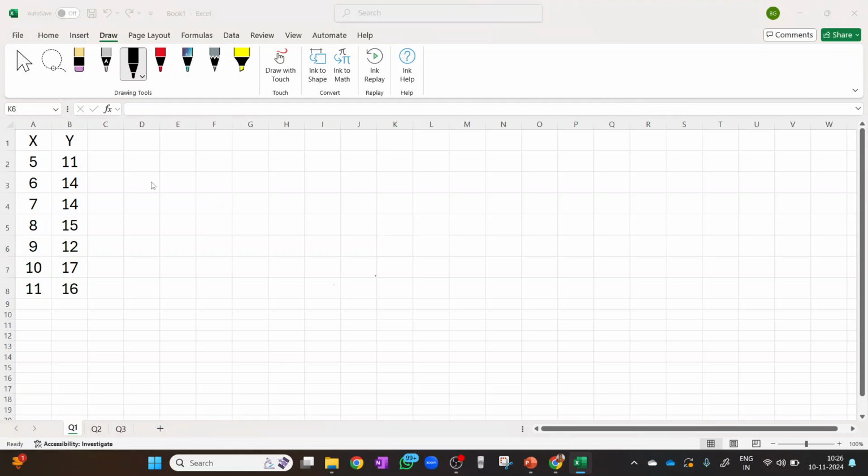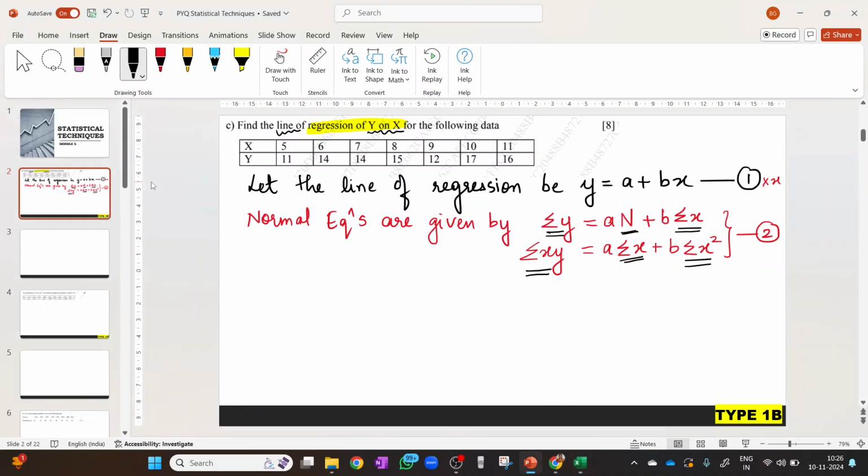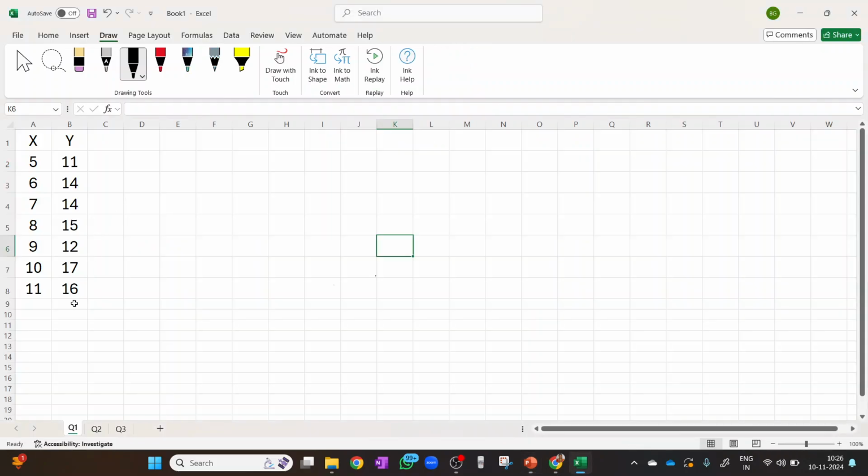Now let's observe the equations there, and we'll be comparing the two things here. So first equation, summation of y. Summation of y means we need the total of the values of y. Let me first increase the font here.